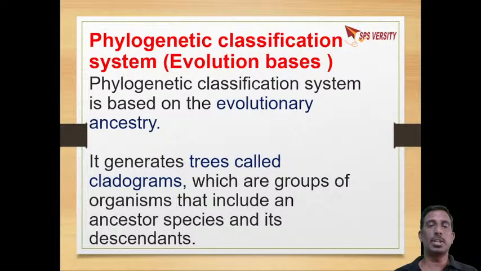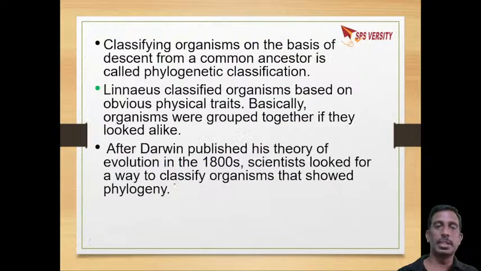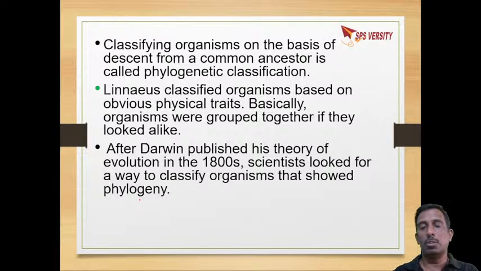And when you come to phylogenetic classification system, it is based on evolutionary ancestry. In this evolutionary ancestry, we will come across phylogenetic trees. They are called cladograms, where organisms are kept under different categories by their descendants. So phylogenetic system of classification is done based on common ancestor. Linnaeus classification is based on physical traits only, mostly like stamen size and number. After Darwin's proposal of theory of evolution, scientists started classifying organisms based on phylogeny.